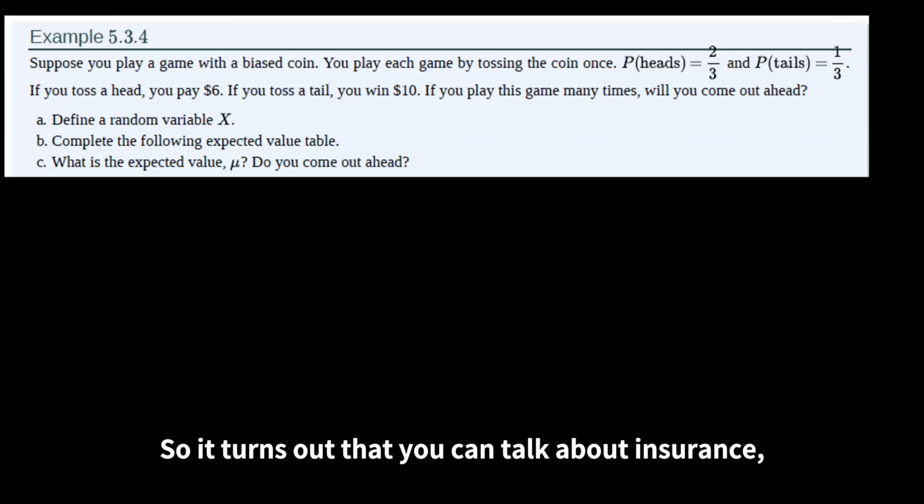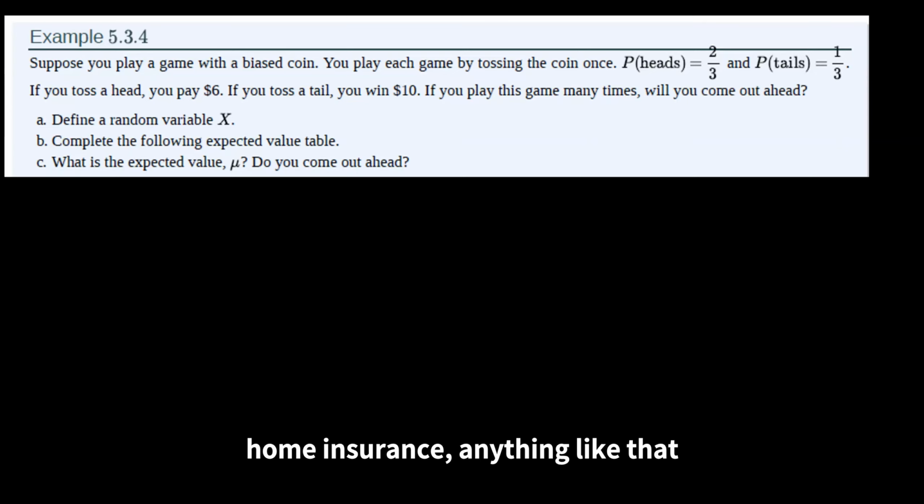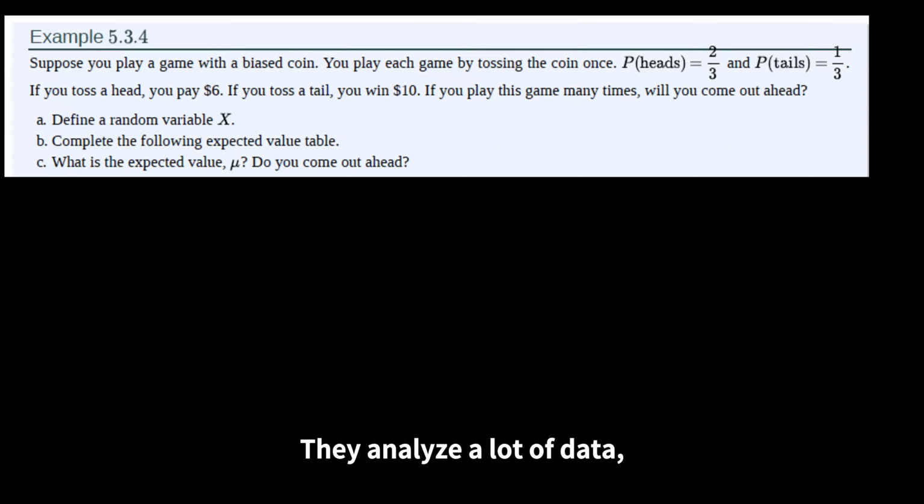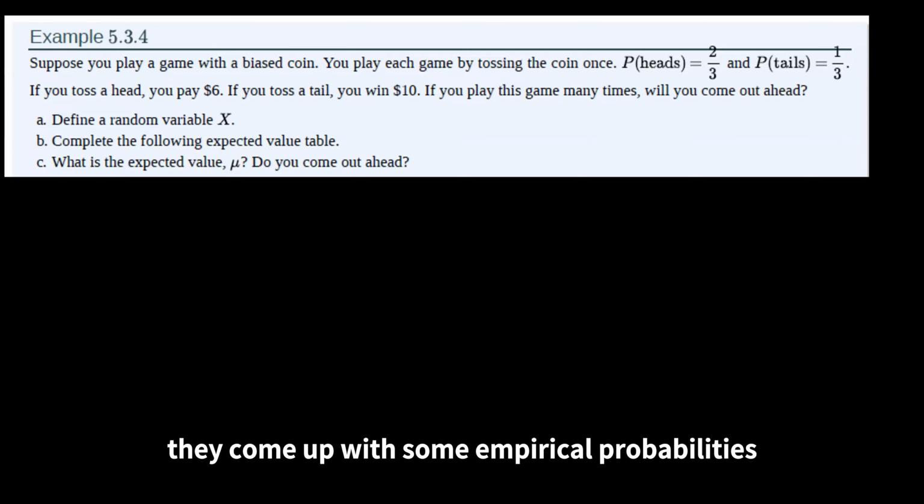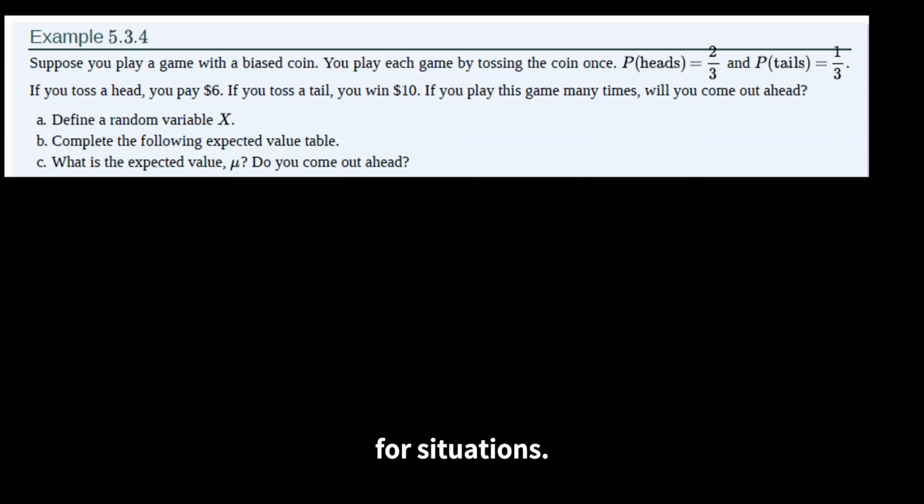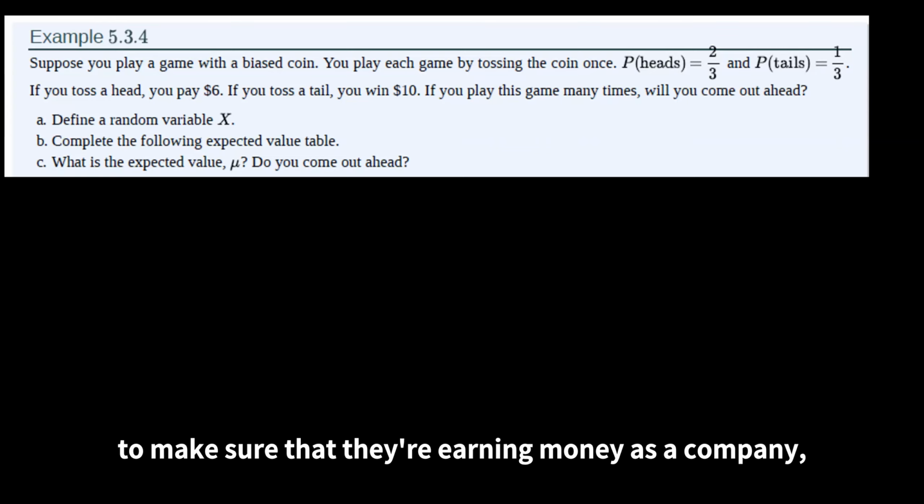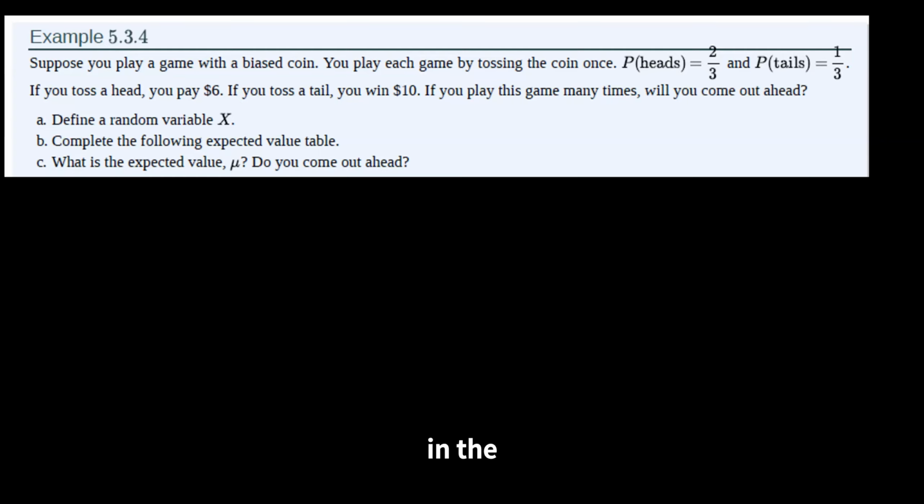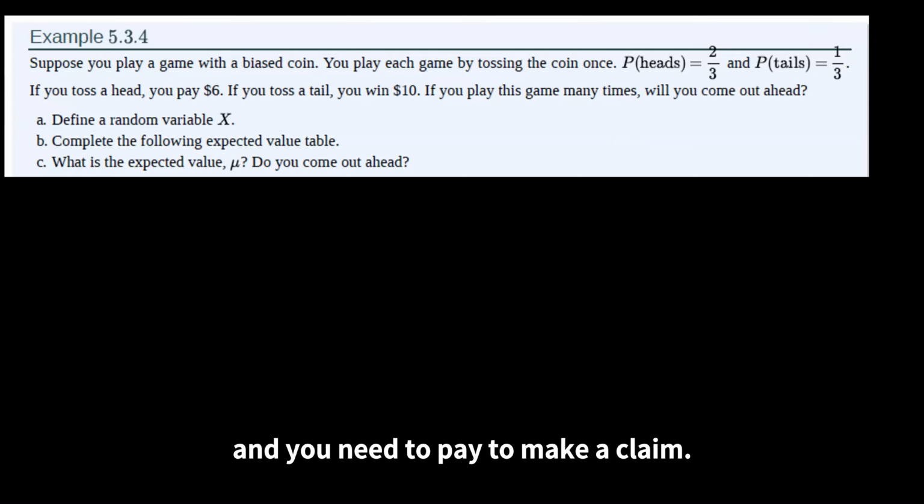So it turns out that you can talk about insurance, life insurance, car insurance, home insurance, anything like that, in terms of probabilities. And that is how the insurance company analyzes things. They analyze a lot of data. They come up with some empirical probabilities for situations. And then they base your premiums, how much you're paying for that insurance, on those probabilities. So they're still trying to make sure that they're earning money as a company, but also that they have enough money to pay in the event that something happens and you need to make a claim.